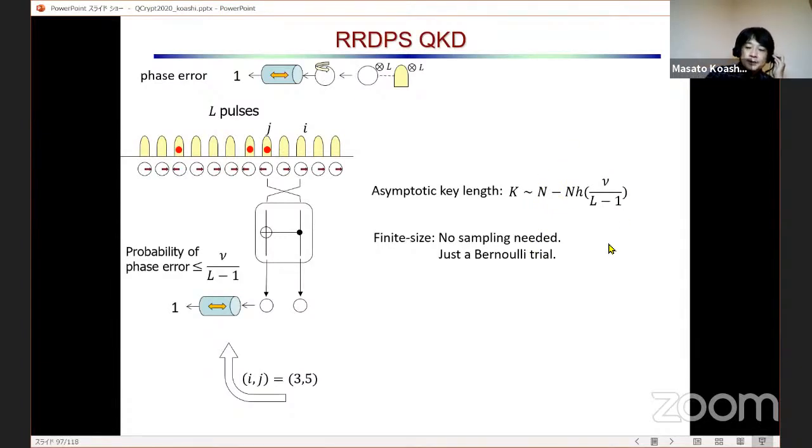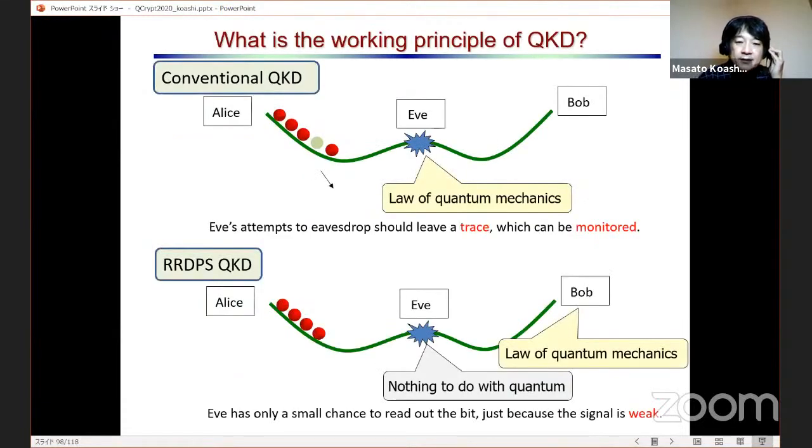And now, the important point here is that this phase error bound is actually constant. This has nothing to do with Eve's attack. So this means that in this protocol, this part, Eve's attack part, has nothing to do with quantum mechanics. Eve has only a small chance to read out the bit just because the signal is weak.